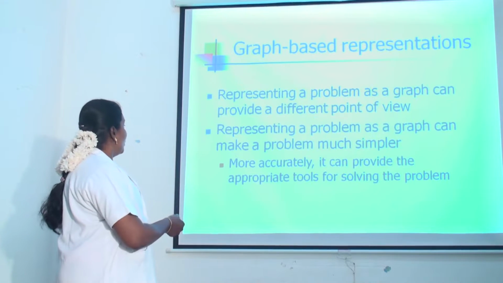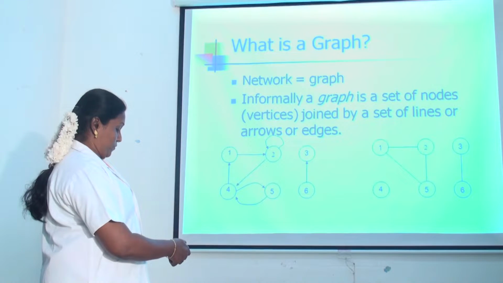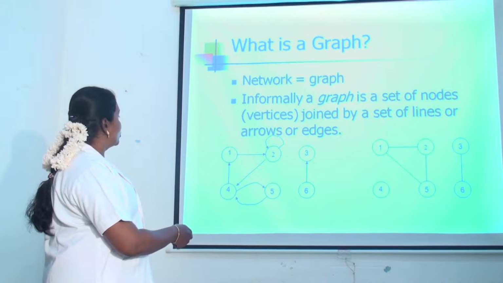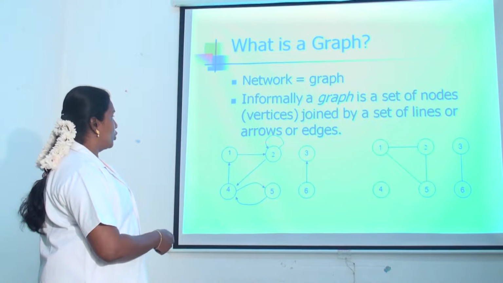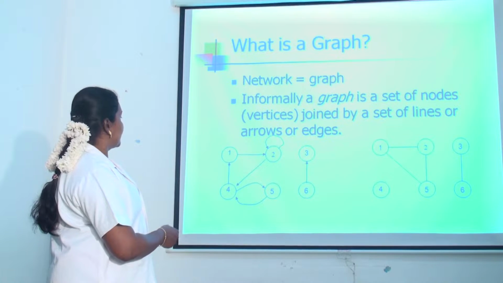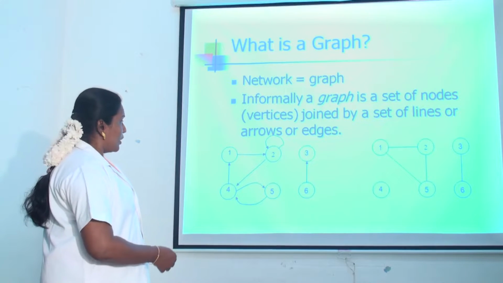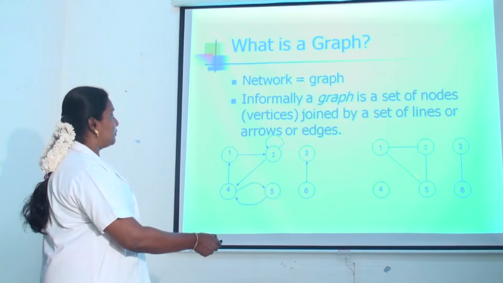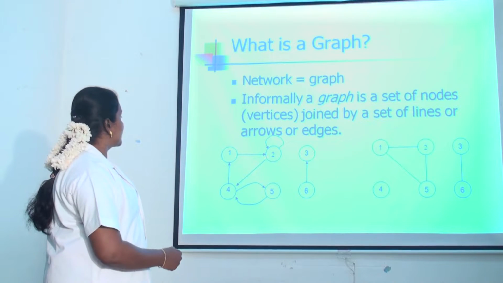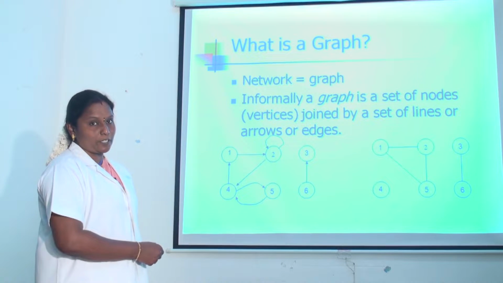These are the lines, and these 1, 2, 3, 4, 5, 6 are the nodes. They are the vertices. And the lines are edges, or arrows, etc. This is a simple graph. This one is a simple graph. And this is a multiple graph. Here there are multiple edges and loops.